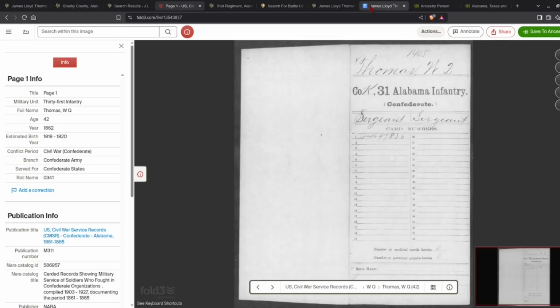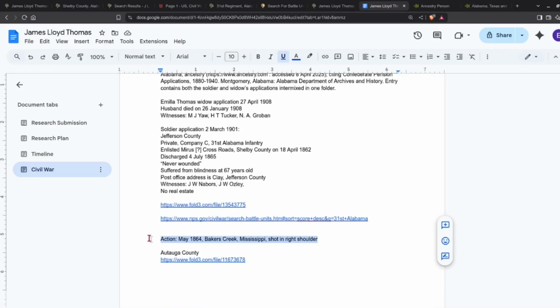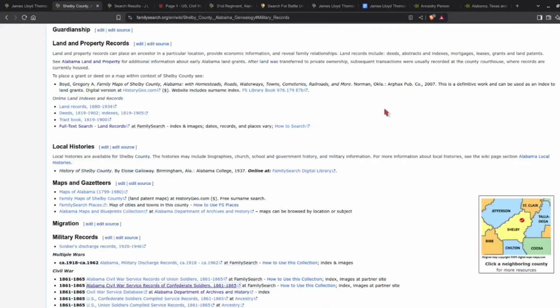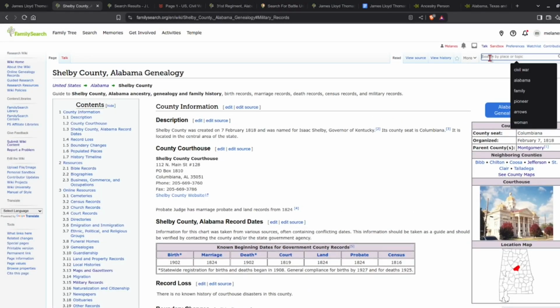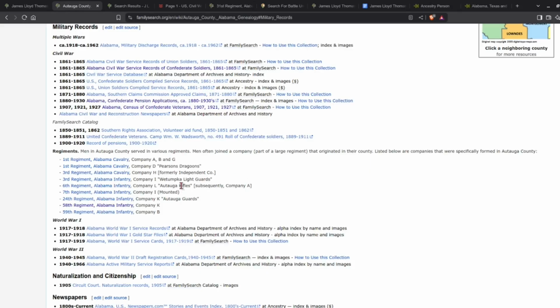All right, so we've looked at that, and also that he was indeed wounded. Now, the thing that we want to consider is Autauga County. So if he lived in Autauga County before the war, where would he have enlisted? So let's look up Autauga County genealogy. And we'll go down to military records. All right, so he would have enlisted in the county if he lived in Autauga, most likely.